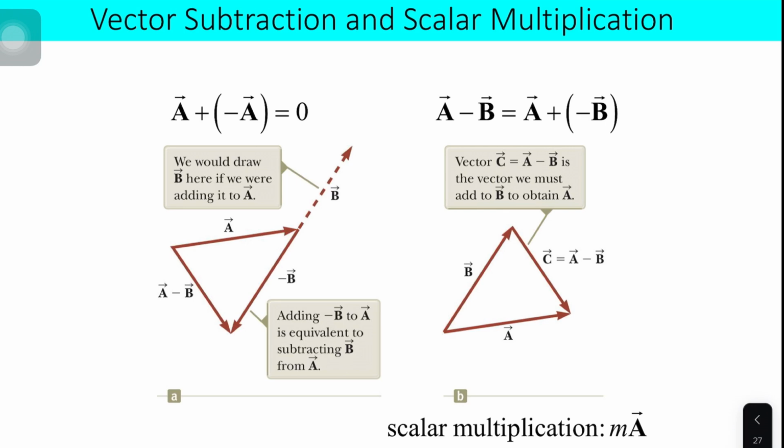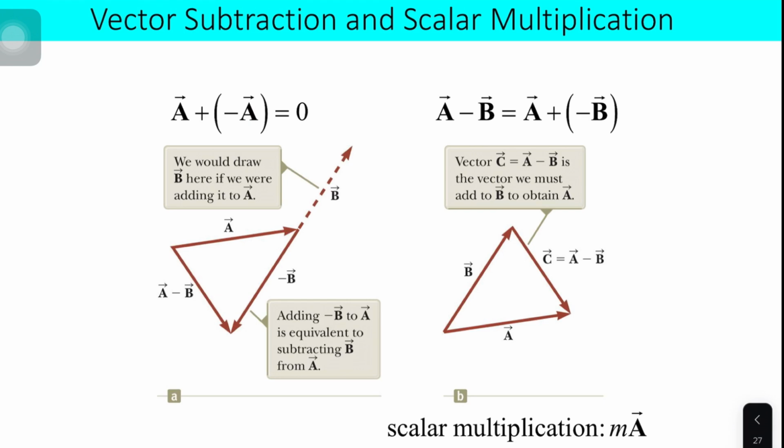Vector subtraction and scalar multiplication. If we have A plus negative A, the resultant of it will be 0, because one of them is pointing to the right, the other one pointing to the left. With the same magnitude, they're going to cancel out each other.